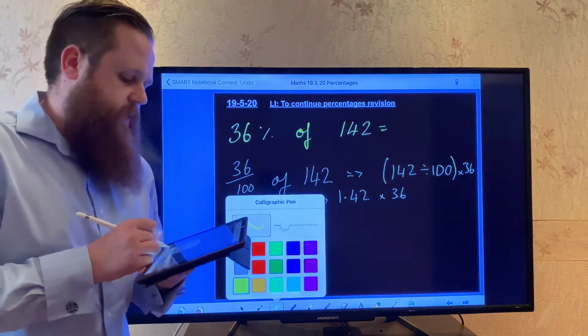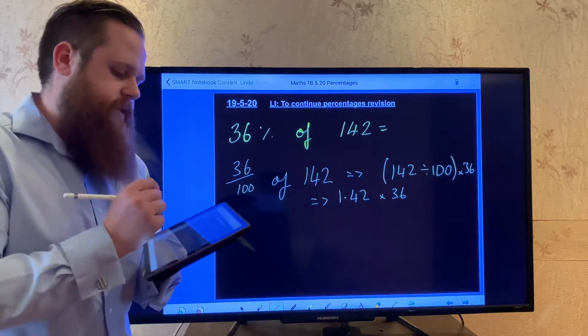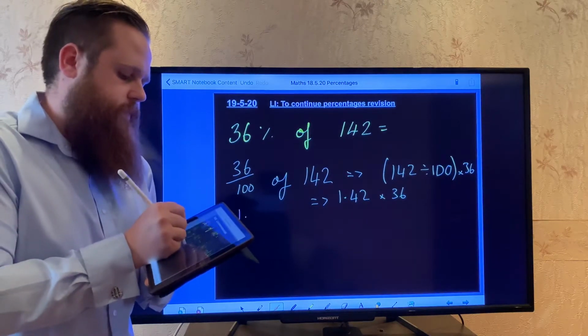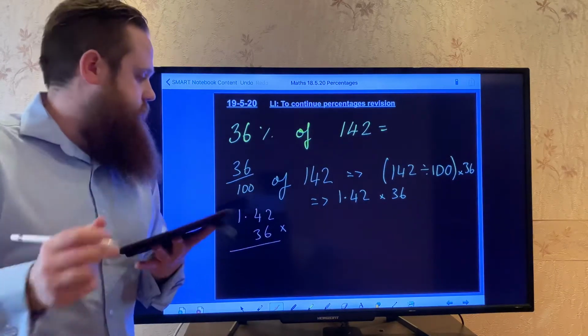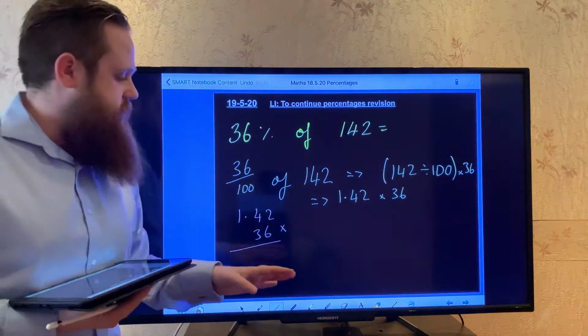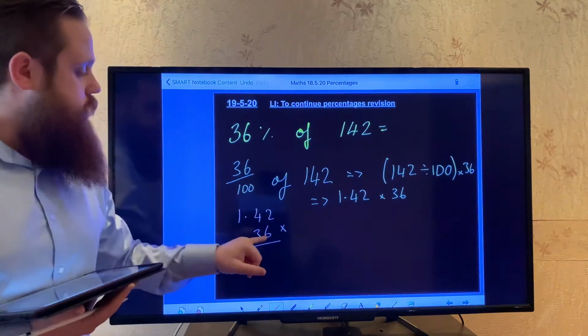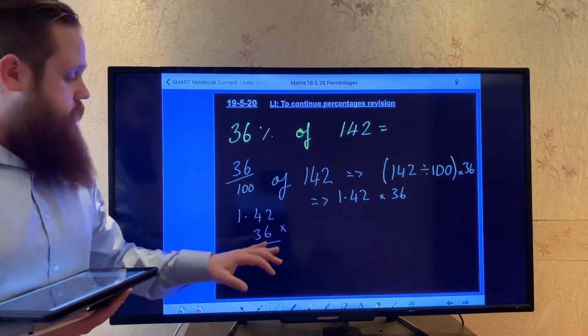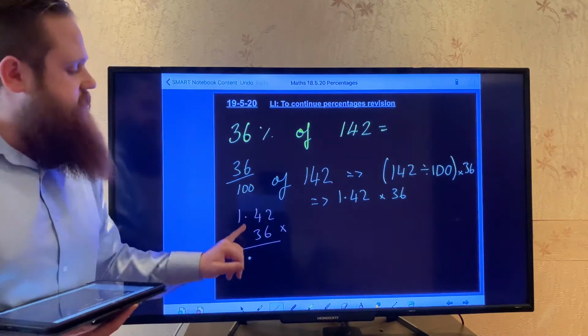I'm just going to quickly change my colour and I'm going to do it at the side in the column method. So it is 1.42 multiplied by 36, okay? So that's here for you to see. Now I'm going to put my decimal place in the same thing, and if you want to be really clever, you can move the 36 over here, okay, to make it clear. But I'm okay with this, as long as my decimal place is in the same point.